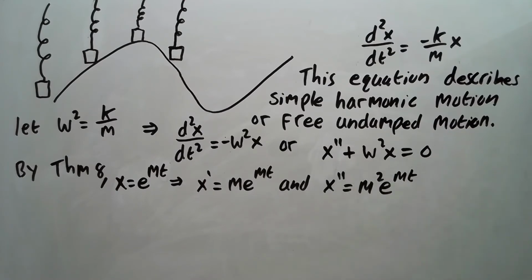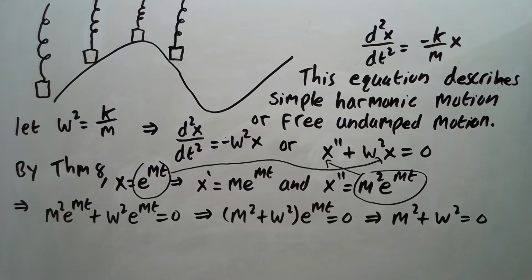So doing that we get this. Plugging in e to the mt in place of x, and m squared e to the mt in place of x double prime. I've done that here. Factoring out the e to the mt, e to the mt is never 0, so we can drop it off here. It means m squared plus omega squared is 0. I can then solve for m: subtract omega squared on both sides, and then take the square root.